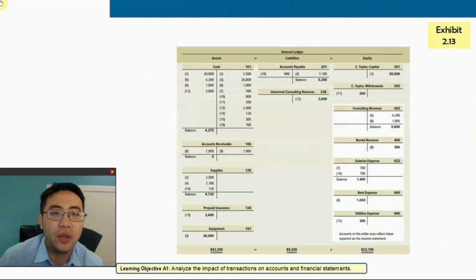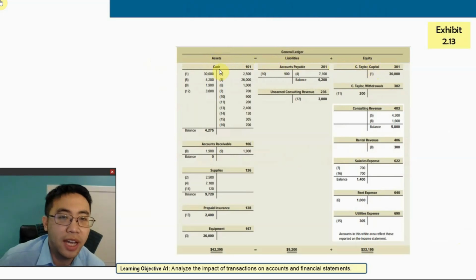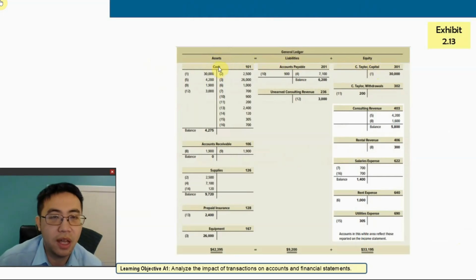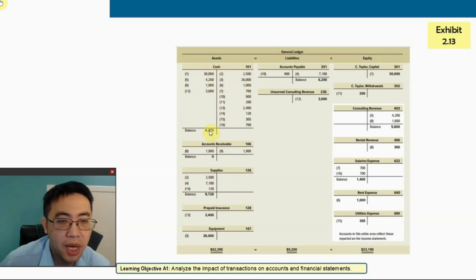And here we have the general ledger for all items. You see assets, liabilities, and equity. So assets include cash, which is your most involved item. And you see all these activities have an impact on your cash. And account receivables, that's another asset. Supplies, another asset, prepaid insurance and equipment. And you need to use the debit and credit.